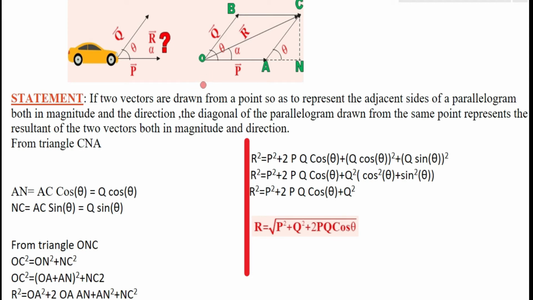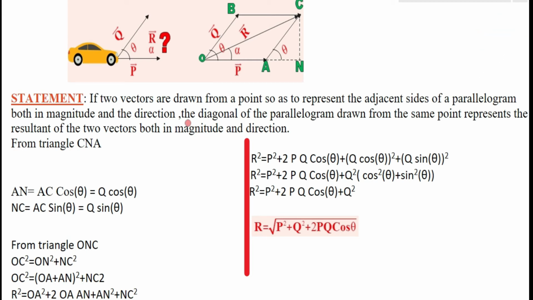What is the statement of parallelogram law of vectors? It states that if two vectors are drawn from a point, so this P bar and Q bar are two vectors drawn from the point O, so as to represent the adjacent sides of a parallelogram. That means this P bar and Q bar represent the adjacent sides of the parallelogram OACB, okay, both in magnitude and direction. So this P bar and Q bar represent the two vectors both in magnitude and direction. That means we didn't vary the length and we didn't change the direction.